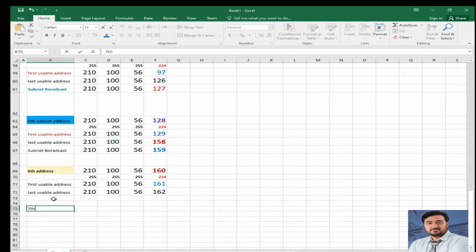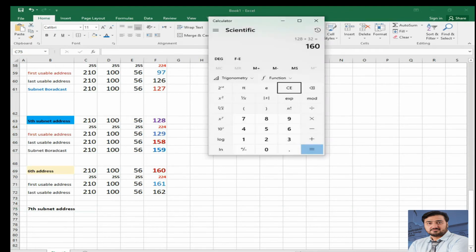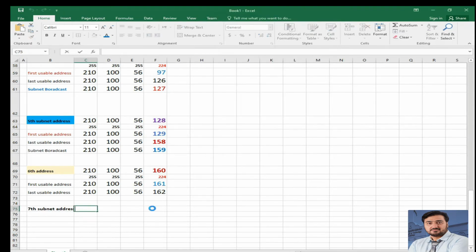Seventh subnet address. Then you can find it. How can you find the seven subnet? 160 plus 32. So this is our range. 160 plus 32 is 192. So our seventh subnet is 192.